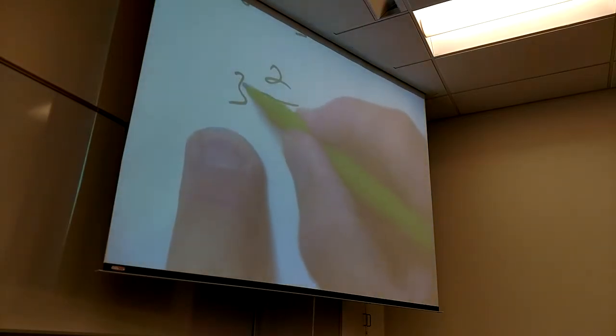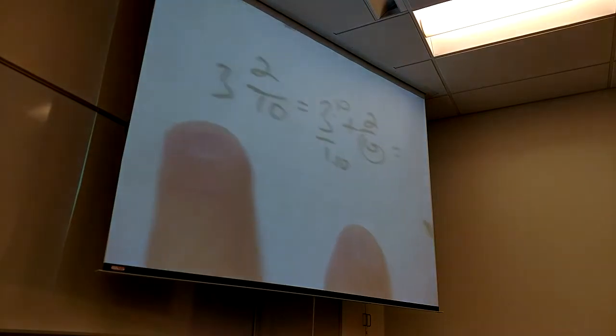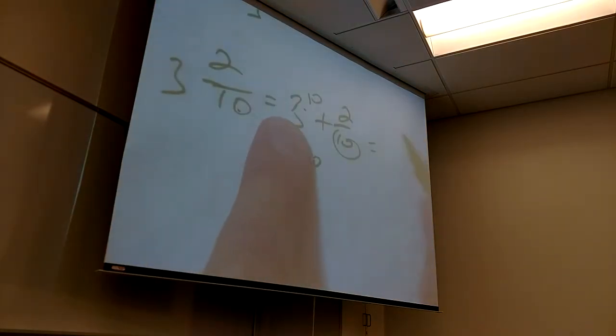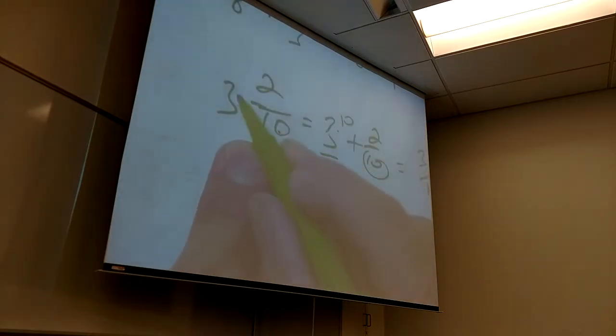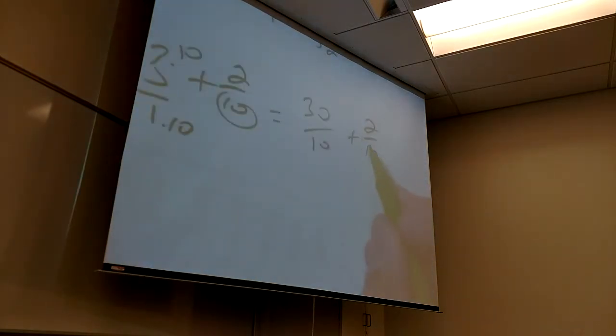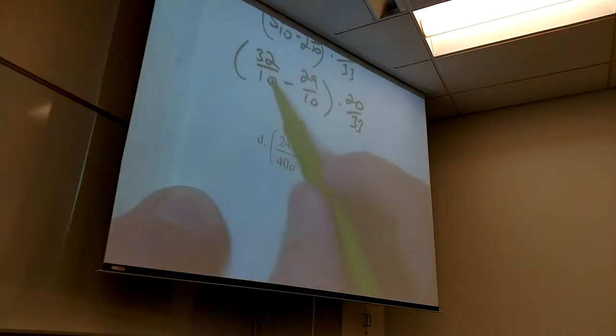10 times 3 is 30. That's that part of the shortcut, because now what I'm going to get is 30 over 10 plus 2 over 10. And now you see the other part: 10 times 3 is 30, plus 2. Because that's what I would do if I did it the long way, right? Okay.